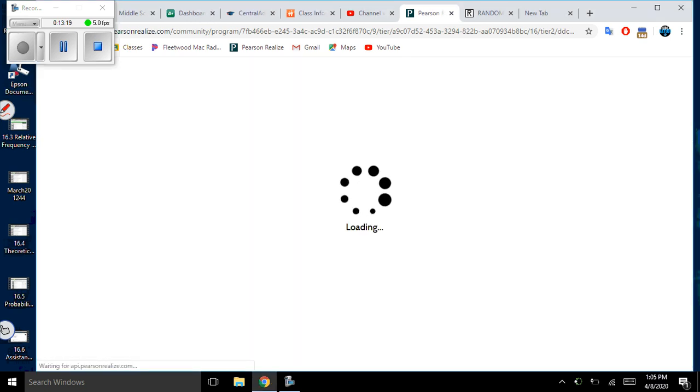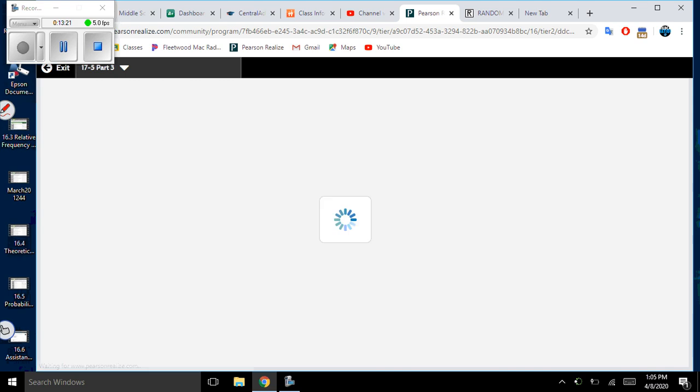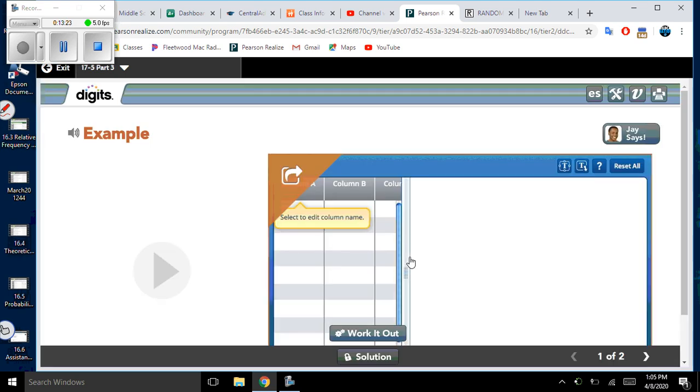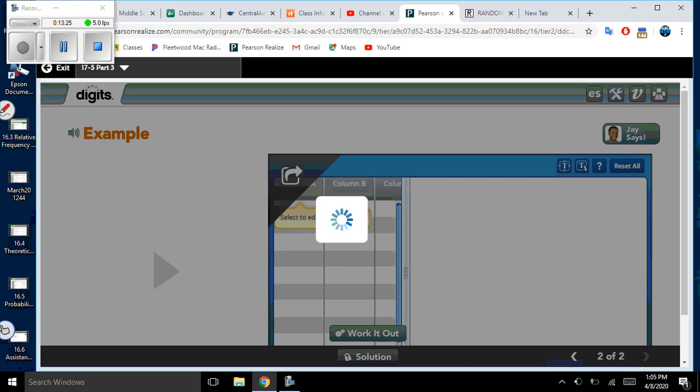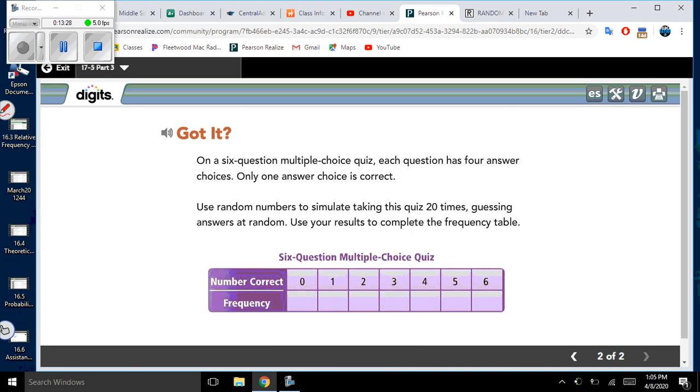If I take a look at part 3, this is where I'm going to bring up a random number generator. Actually, I'm going to do it on this one. So we have a 6-question multiple choice quiz. Each question has 4 choices. Only 1 choice is correct, okay? So this is going to take a lot of thinking on your part. First of all, you have 4 answers on each question.